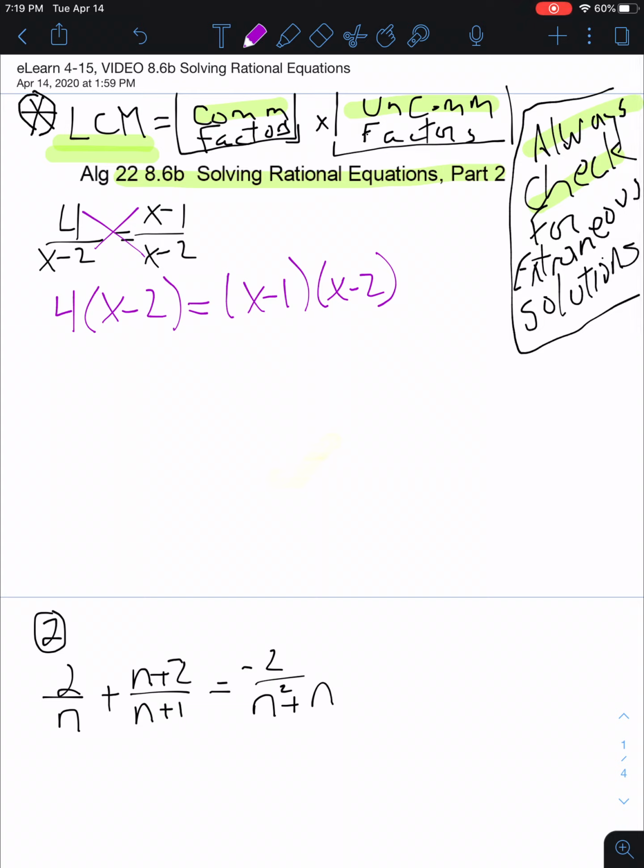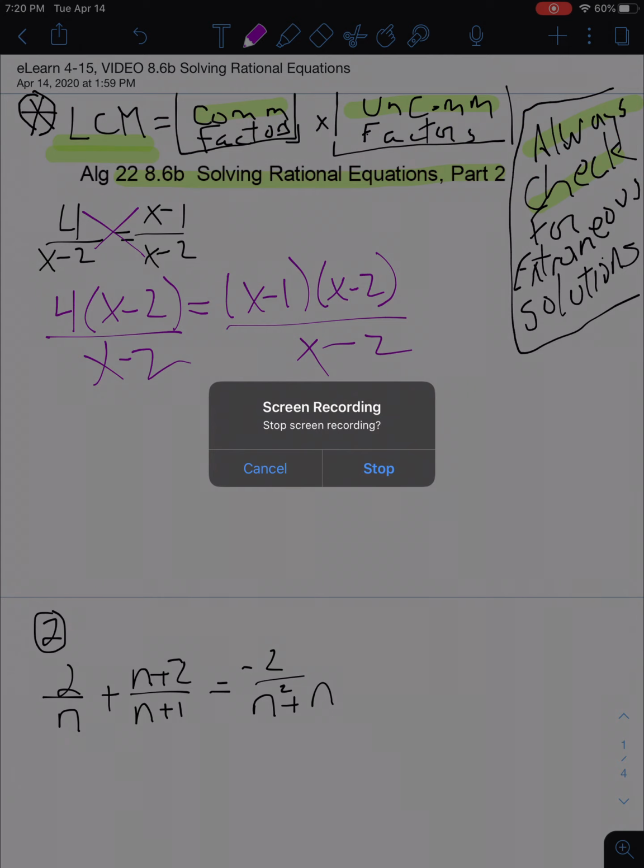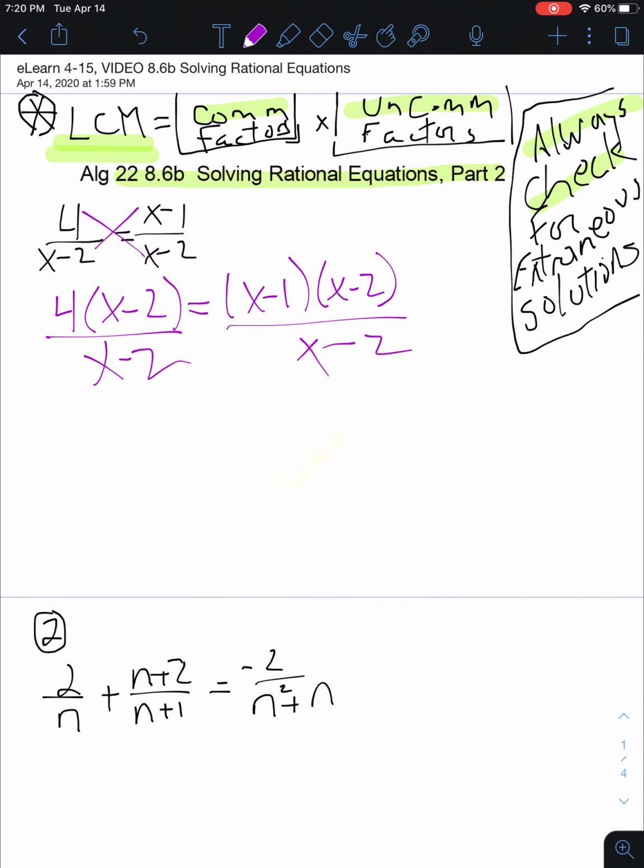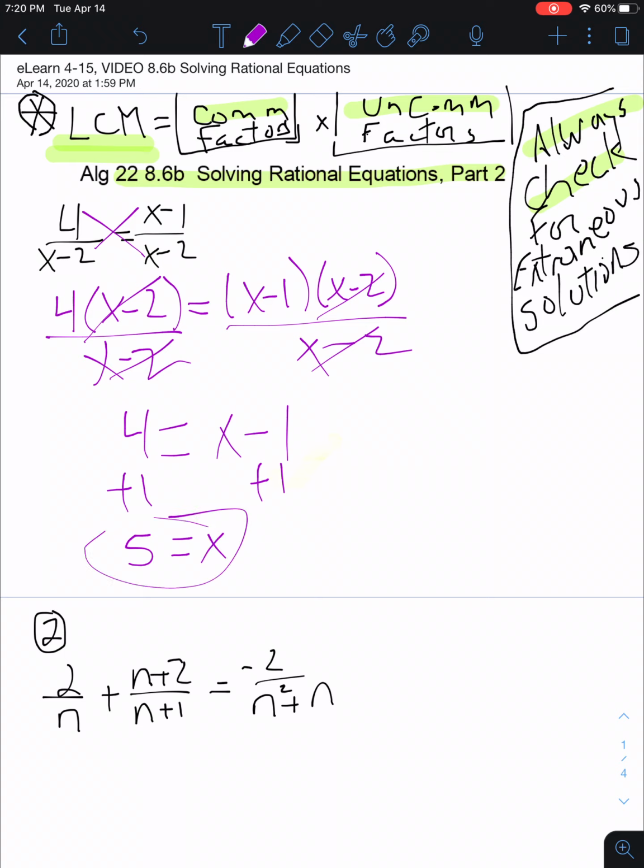Now, I might be tempted to try to do a FOIL with this right side, but since I see I've got an x minus 2 on both sides, I'm going to divide it out. If you divide out the x minus 2 on both sides, you'll end up with 4 equals x minus 1. Add a 1 to both sides, and you end up with x equals 5, which should be my solution.